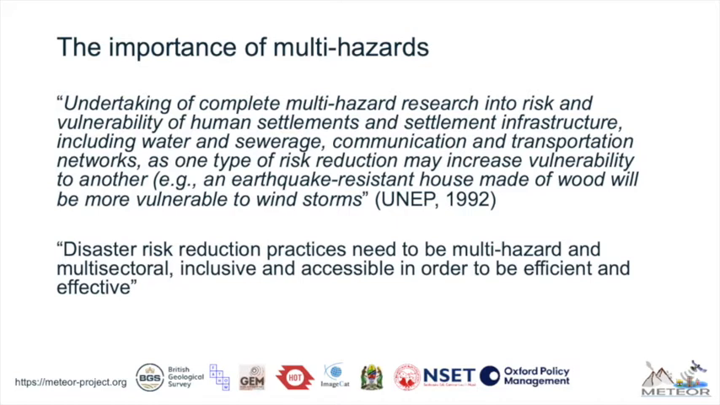In 1992, the United Nations Environment Programme stated that pre-disaster planning should form an integral part of human settlement planning, and that it should include the undertaking of complete multi-hazard research into risk and vulnerability of human settlements and settlement infrastructure, including water and sewage, communication and transportation networks, as one type of risk reduction may increase vulnerability to another. For example, an earthquake-resistant house made of wood will be more vulnerable to windstorms.